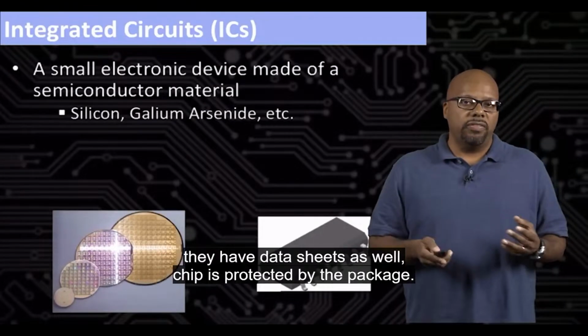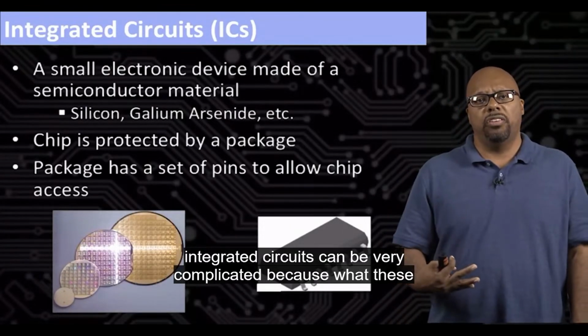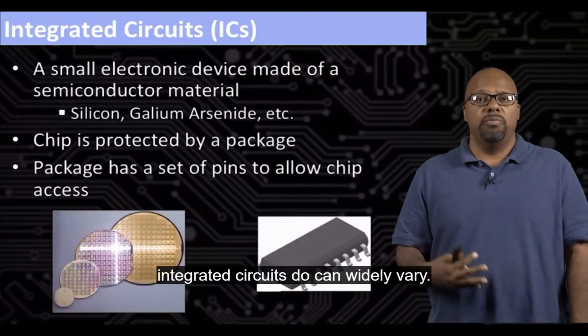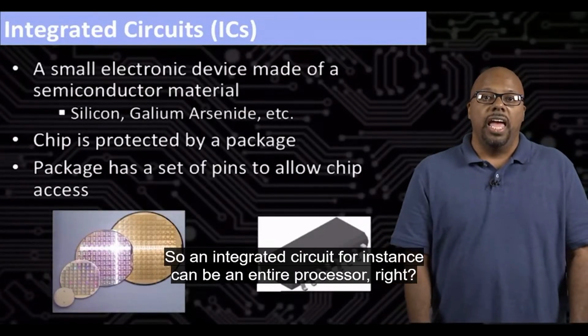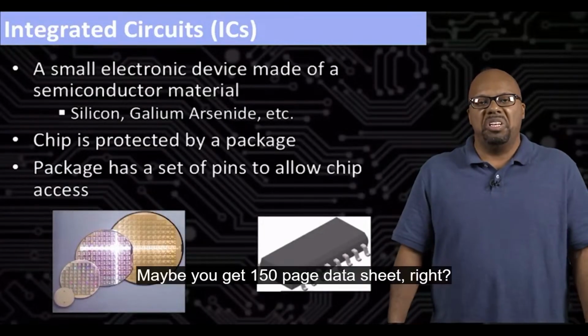So anyway, these integrated circuits, they have data sheets as well. Chips protected by the package. These data sheets for integrated circuits can be very complicated because what these integrated circuits do can widely vary. An integrated circuit, for instance, could be an entire processor, right? And then the data sheet for that can be over 1,000 pages. I've definitely seen that. Or simple processors like a microcontroller, maybe you get a 150-page data sheet, right?